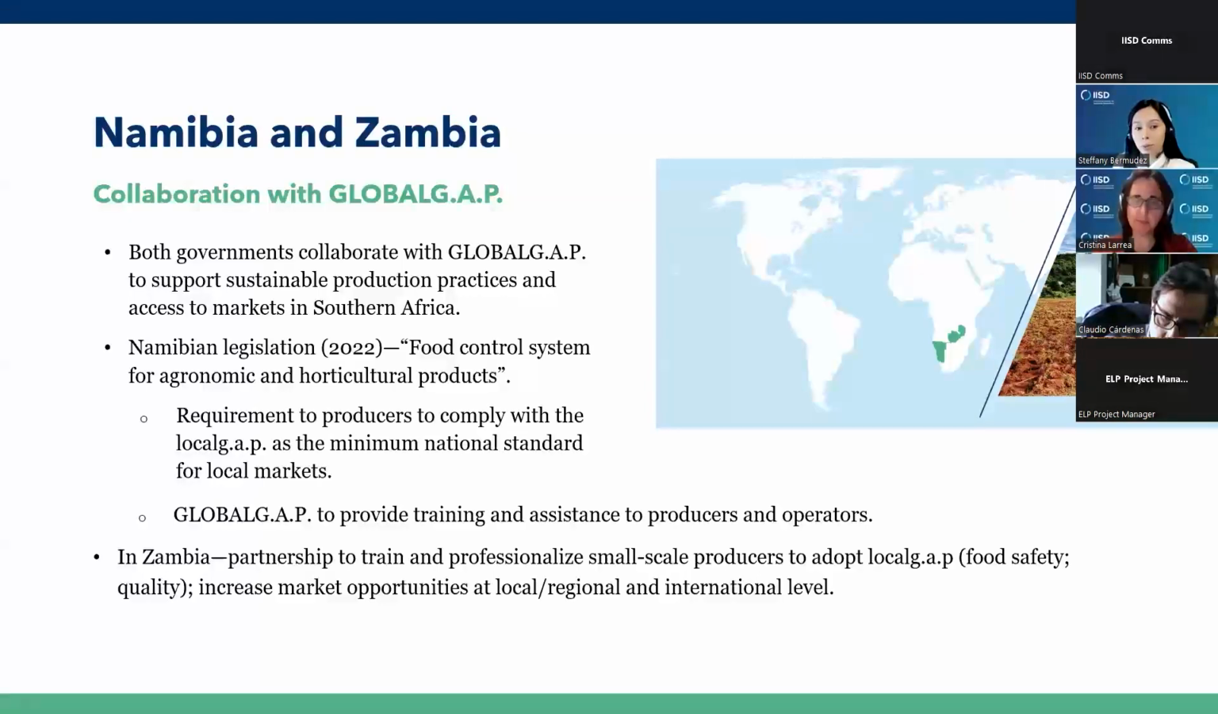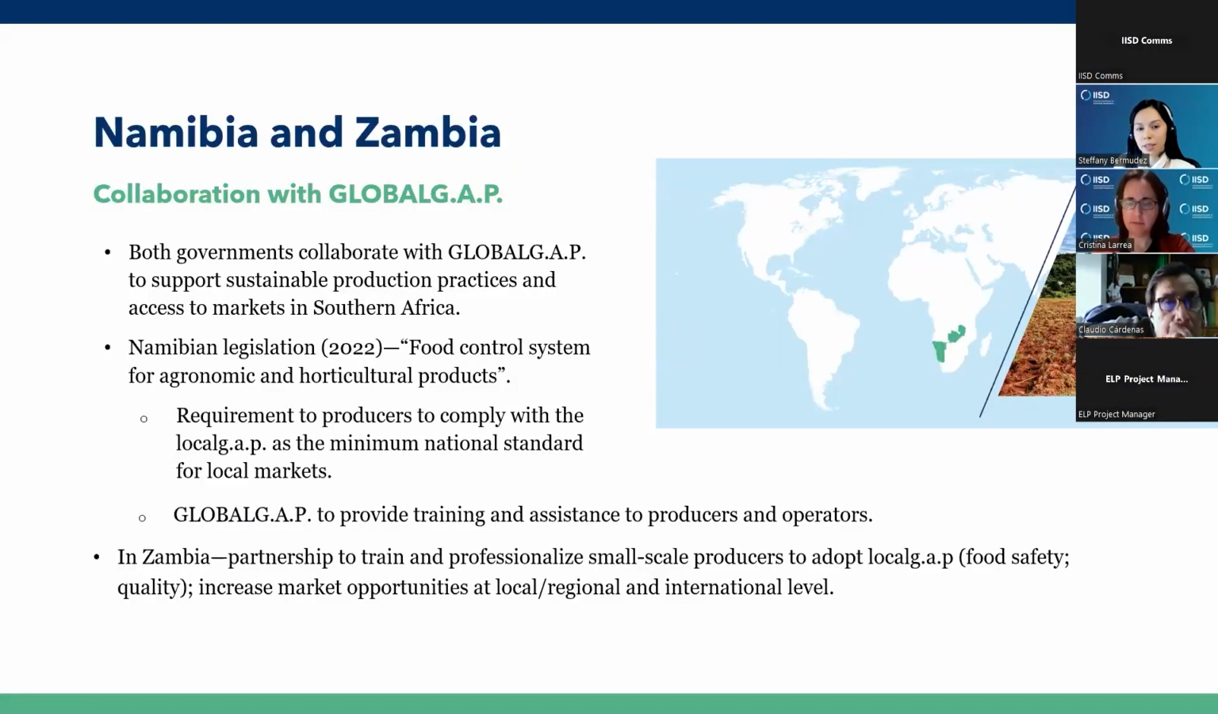And they are looking to support sustainable production practices in each country. So this can potentially result in joining efforts to boost the trade of compliant products in the Southern African region. First, in Namibia, the Namibian Ministry of Agriculture presented a draft legislation in 2022 to develop Namibia's food control system for agronomic and horticultural products. And this legislation will include as a requirement for producers to comply with the local GAP standard.